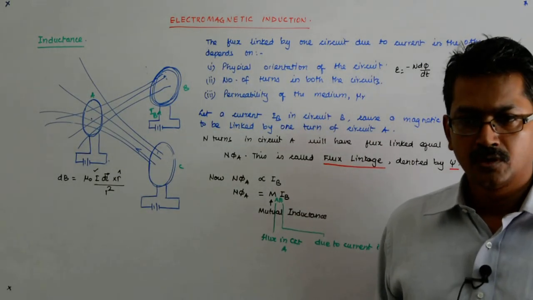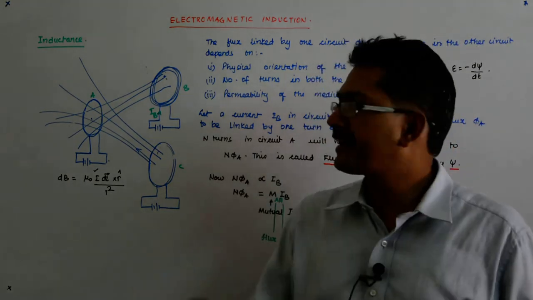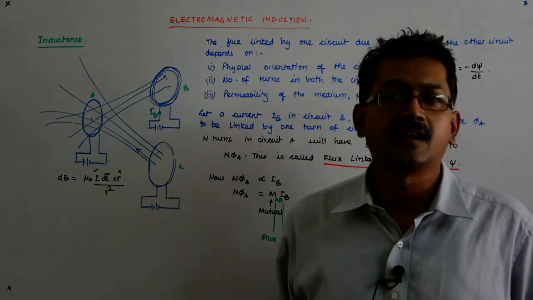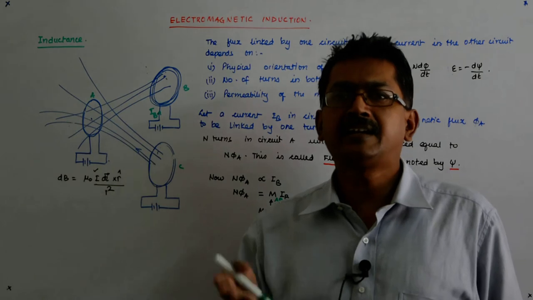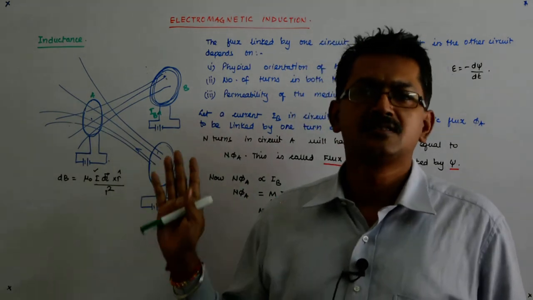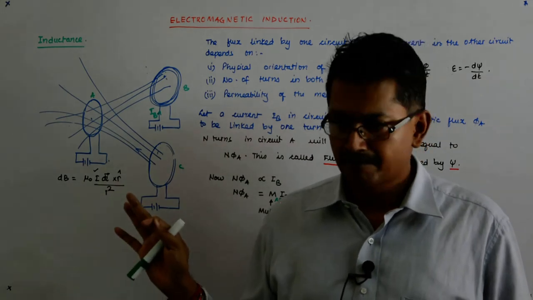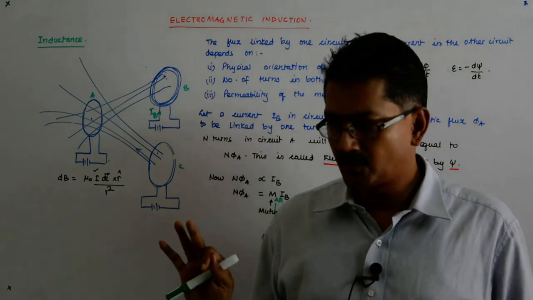And what will you do? You'll multiply MAC by IC and you'll start getting flux in circuit A. You understand the simplicity? Why we bothered to define a whole new term and we are dealing with it? Just due to this. Just to calculate.